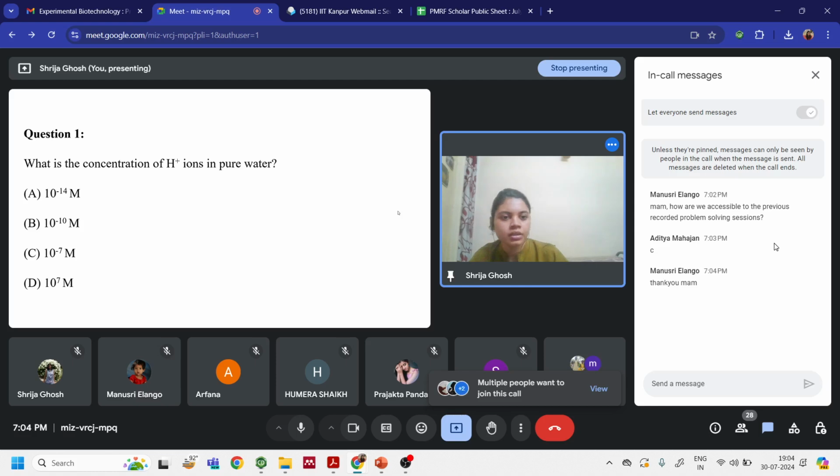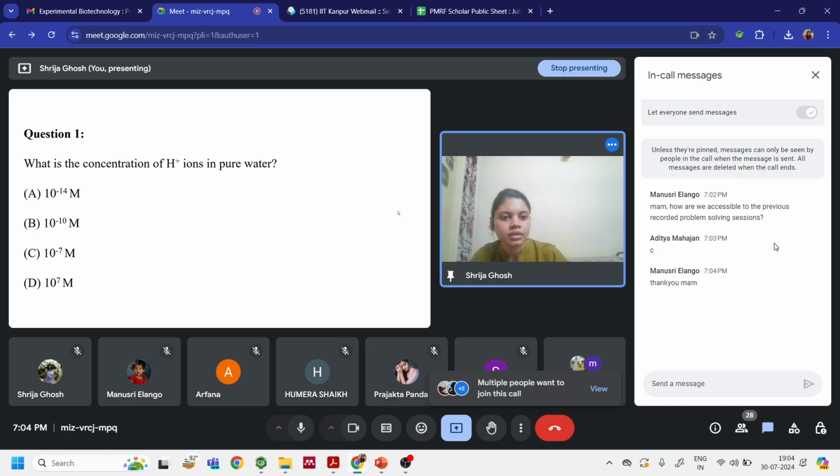Coming back to the question, what is the concentration of H plus ions in pure water? We have an answer from Aditya, it's option C. That is the correct answer, but let's see how we land on that answer.